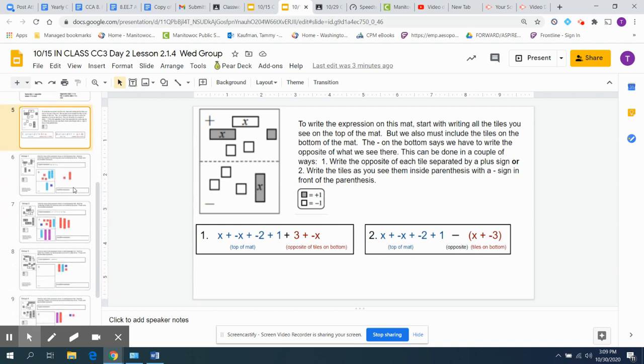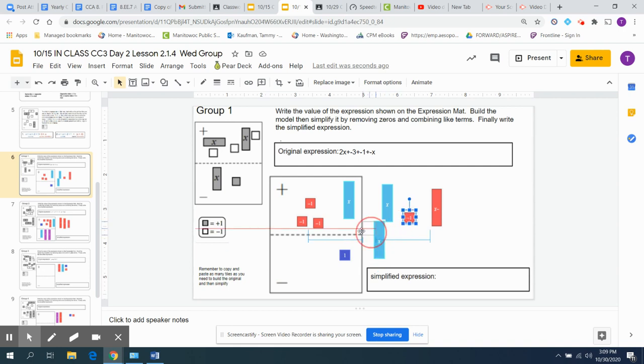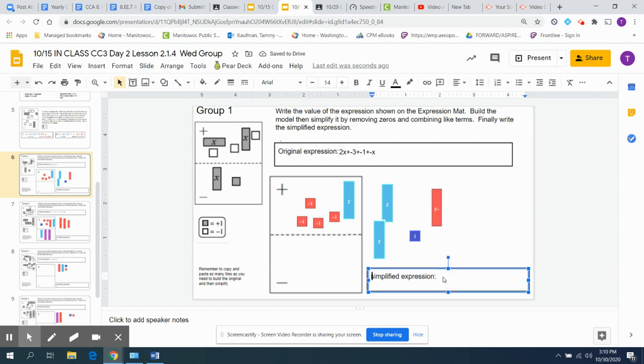All right, in class, we did a couple examples. They started by writing the original. So here's 2 x's plus 3 negatives. And then on the bottom, they said plus negative 1 and plus negative x. Then I had them build it and simplify it. So zero pairs, I'm going to take off this x and I'm going to take off this x. That's the only zero pair that I have. And now to simplify it, I want to flip that up. I want to get everything up there. So that is going to become a negative. So the simplified expression here would be x plus negative 4.